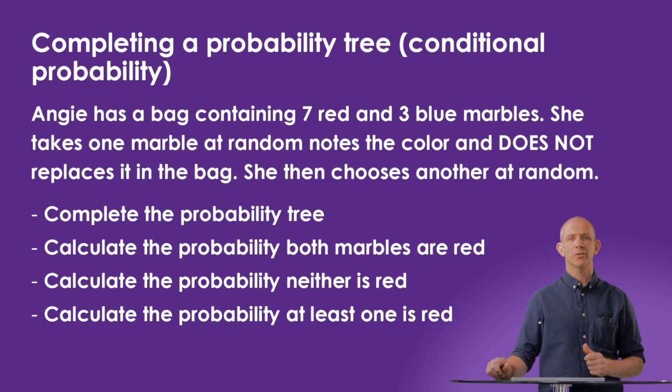Here we have a similar question to the one before with Angie and the bag of marbles. Now we're told that she has 7 red and 3 blue marbles in a bag. She takes one marble at random, notes the colour, but does not put it back in the bag. She then chooses another at random. We're asked to complete a probability tree to show the chances of the outcomes.